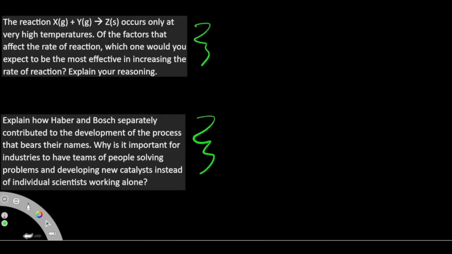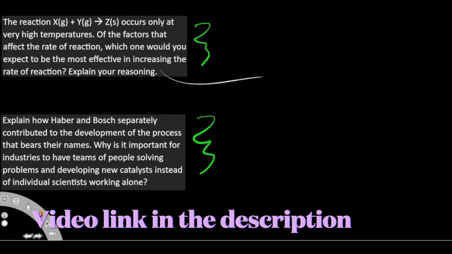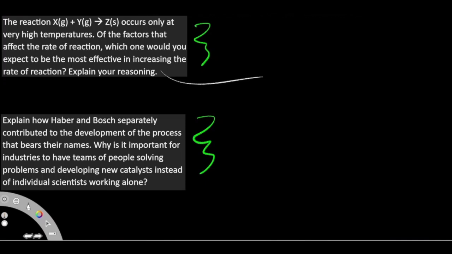Now, these are the two green questions of the day. However, I do want to expand a little bit more on this question before I leave it to you on your own. This reaction, X in gaseous state and Y in gaseous state, produces Z, which is a solid, and occurs only at very high temperatures. Of the factors that affect the rate of reaction, which one would you expect to be the most effective in increasing the rate of reaction? And in case you're still confused, I would ask you to see my video on collision theory and rates of reaction. They will be posted in the links in the description. I would like you to watch those videos prior to answering this question.